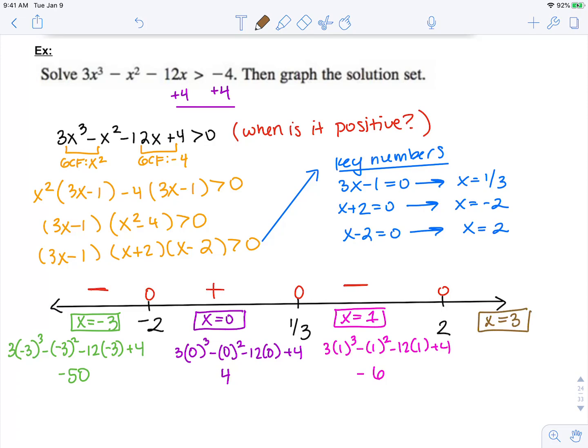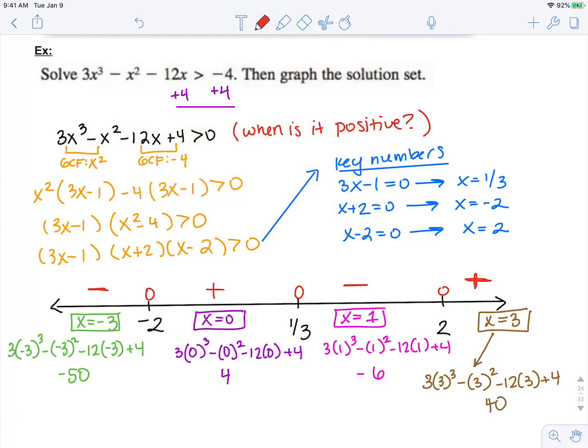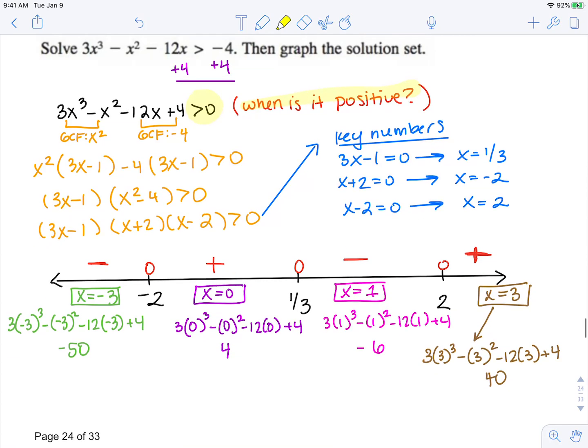And then in this last interval, I'm going to pick x equals 3. You can pick whatever you like as long as it's greater than 2. So remember, I'm going to pull this down. This is 3 times 3 cubed, minus 3 squared, minus 12 times 3, plus 4. And let me see what that is. That is 40. So that means in this interval, my polynomial is positive. So remember, since we're looking for when our polynomial was greater than 0, we were trying to see when is it positive.